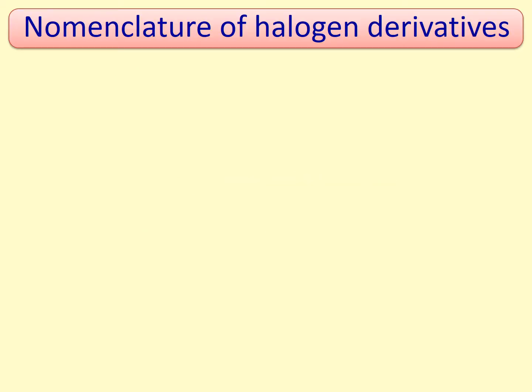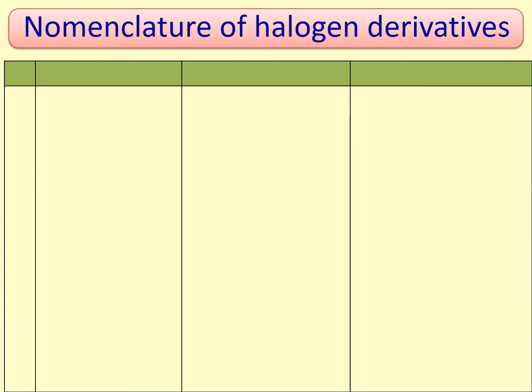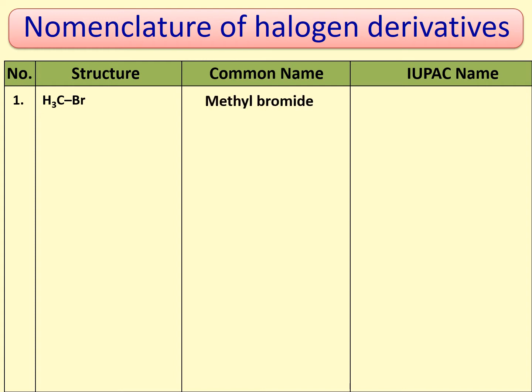The common names of alkyl halides are derived by naming the alkyl group followed by the name of the halogen atom as halide. For example, the CH3 group is called methyl group. So the common name of the compound is methyl bromide. According to the IUPAC system of nomenclature, alkyl halides are named as haloalkanes. So the IUPAC name of methyl bromide is bromomethane.